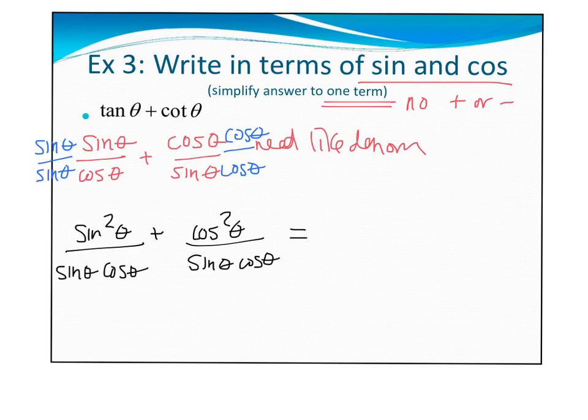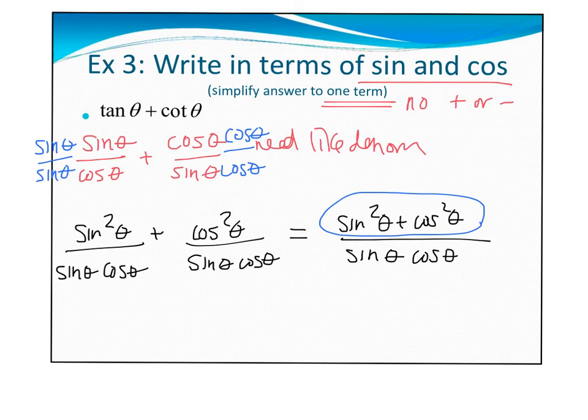Alright, now that we have like denominators, we can go ahead and add across our numerator, giving me sine squared theta plus cosine squared theta over sine theta cosine theta. And you might be looking at this thinking that this looks a heck of a lot more complicated than what we started with, but we're getting there. Notice that this entire numerator is equal to our Pythagorean identity. So we can now do a substitution and replace all of that with a 1, giving us 1 over sine theta cosine theta. And we're almost there.